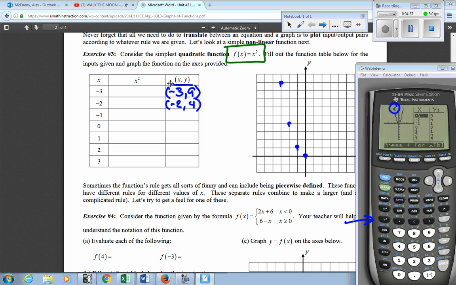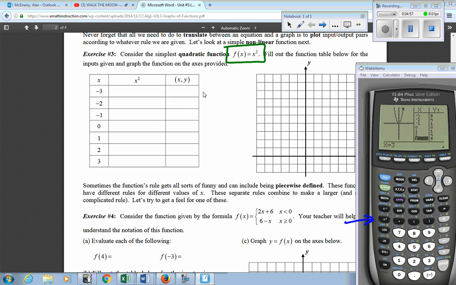And again, if you're really struggling with how to graph points, use this feature on the table. Move the cursor up and down, and that x will take you from one point to the next. So again, finish that graph on your own.